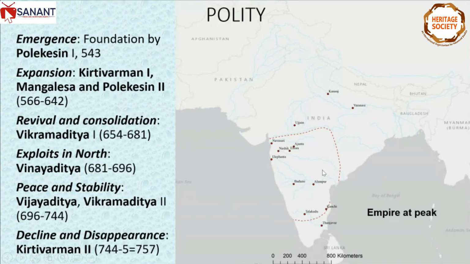You will notice that a large number of temples came into existence during the period of Vijayaditya and his successor Vikramaditya II. Vikramaditya II was the last great ruler of the Chalukya dynasty, and after him, his son Kirtivarma II came to the throne when the decline started. By 757, we notice that the Chalukyas were replaced by the Rashtrakutas, who became the masters of the Deccan.